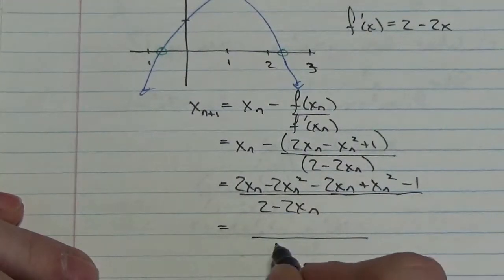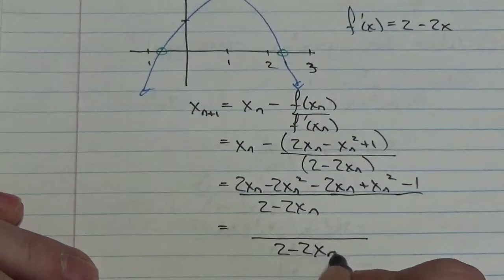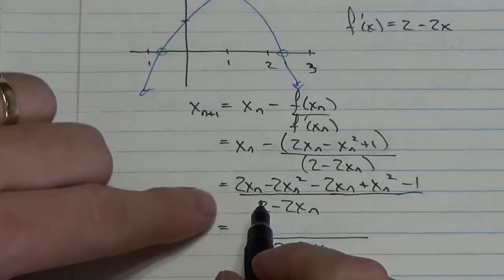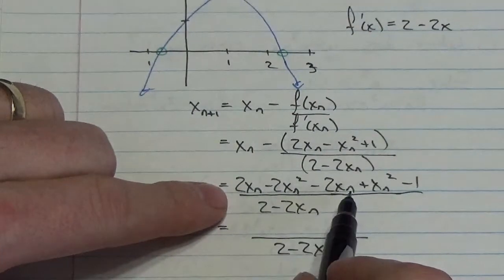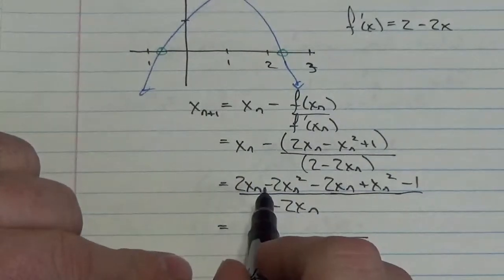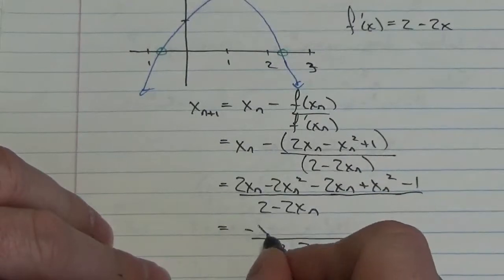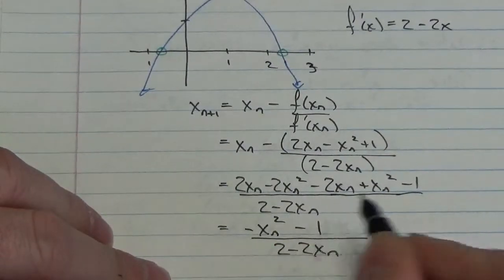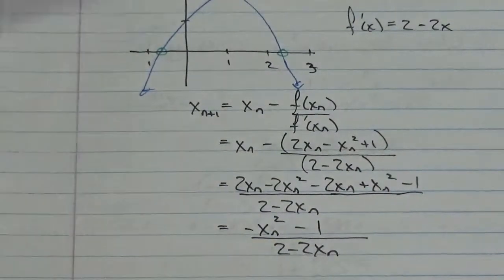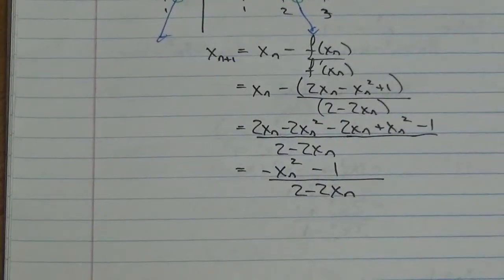Okay, so what do I got here? I know my denominator is going to be 2 minus 2xn. 2xn minus 2xn, okay, that goes away. Negative 2xn plus xn squared is going to be negative xn squared minus 1. Okay, so there's the tool that I'm going to use to figure out my roots here.